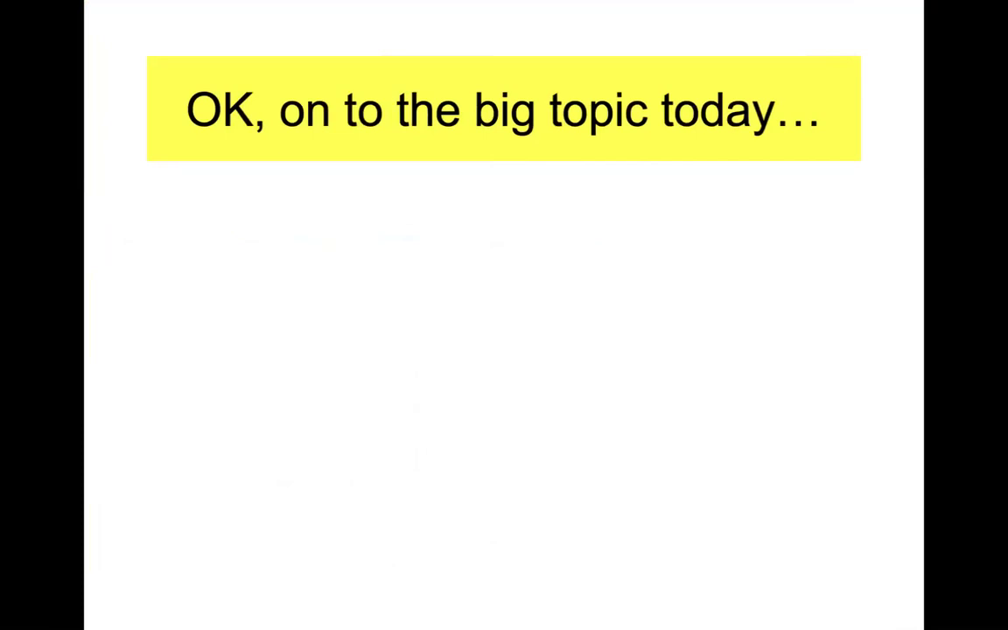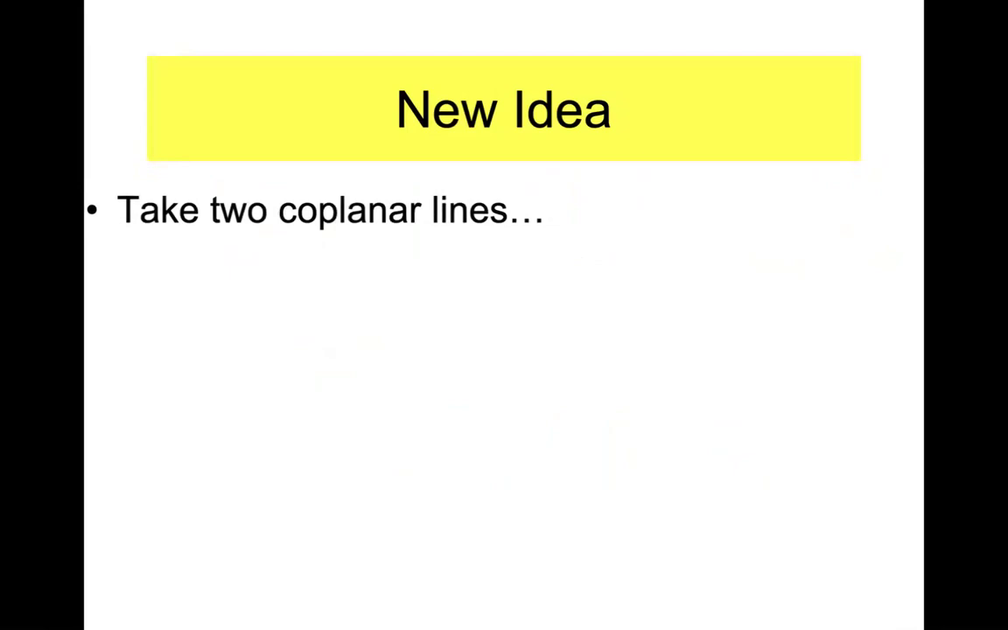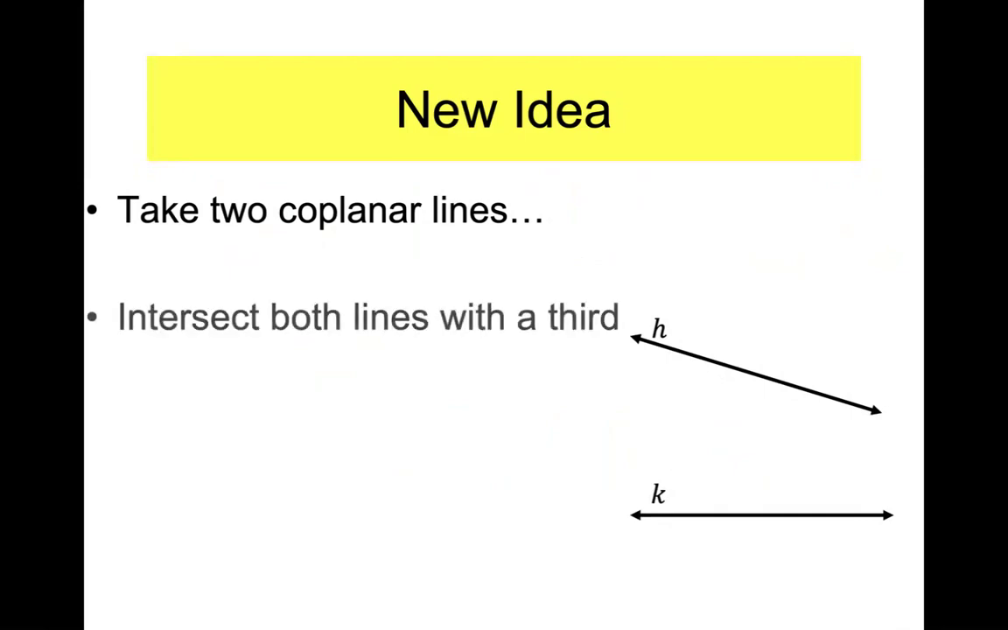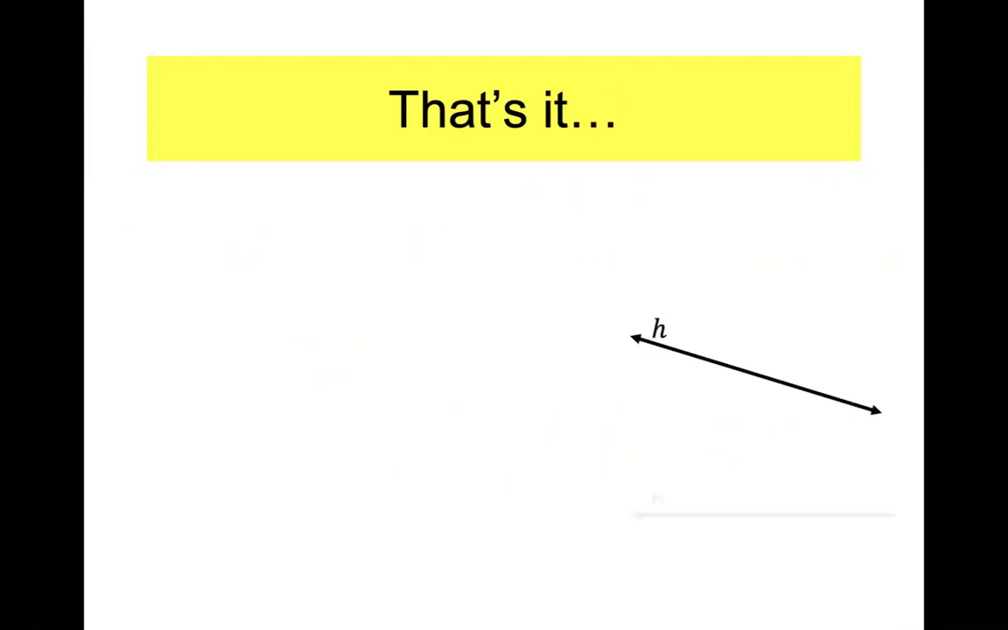All right, on to the big topic today. And I mean big, a very important topic. Painful to some because there are a lot of definitions here that we're going to be writing down. So here's the new idea. We're going to make a construction. A construction is just things that I write on a paper. I'm going to take two coplanar lines, line H and line K, and I'm going to intersect those two lines with a third line. The third line is going to be line T, and notice it intersects H and it also intersects K. So this is the construction that we'll use for the entire chapter.